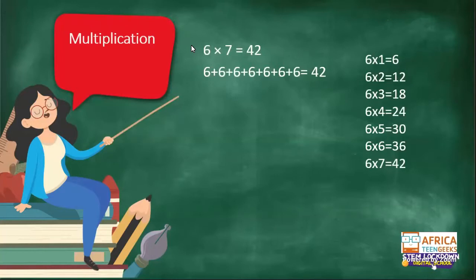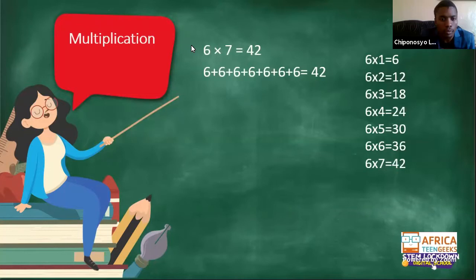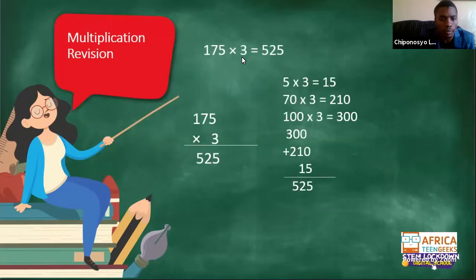If we're looking at 6 times 7, we're looking at 6 added to itself 7 times: 6 plus 6 plus 6 plus 6 plus 6. But when we are doing 2-digit by 2-digit, it's going to take us forever. Imagine if we had to do 175 times 36, then you would have to write 175 36 times. It wouldn't work.